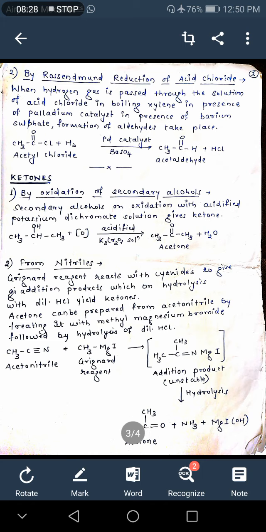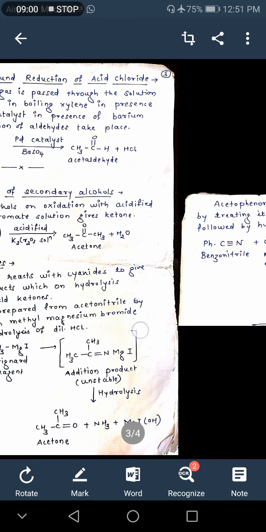So after the addition reaction from the Grignard reagent, CH3 gets attached to carbon and the remaining MgI gets attached to nitrogen. This is called the addition product. We write it in a square bracket because it is a very unstable compound or intermediate. So immediately hydrolysis takes place at the carbon-nitrogen bond, and it forms acetone and ammonia is removed here. Okay, so this is about the preparation of ketone.